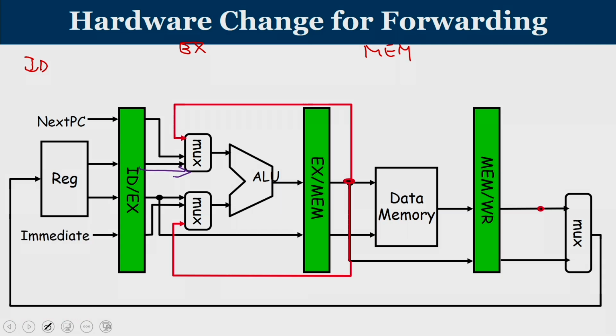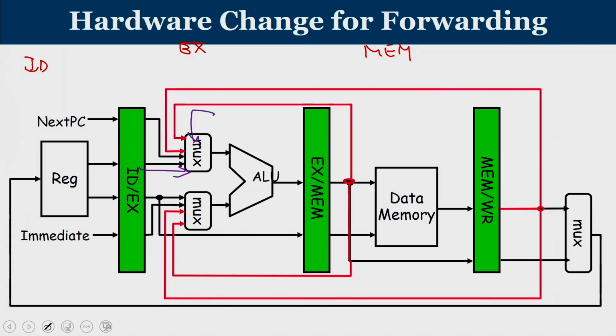Either the value can come from the ID/EX register or the value can come from the EX/MEM register. And we have seen one more scenario in which the output of the MEM/write-back register has to be given to the input of the ALU. So, in certain cases the forwarded data will come through this channel and in certain cases it will come through this channel. So, at the input of the ALU we have a multiplexer that, depending upon the signal from the control unit, will take the appropriate input to the ALU.